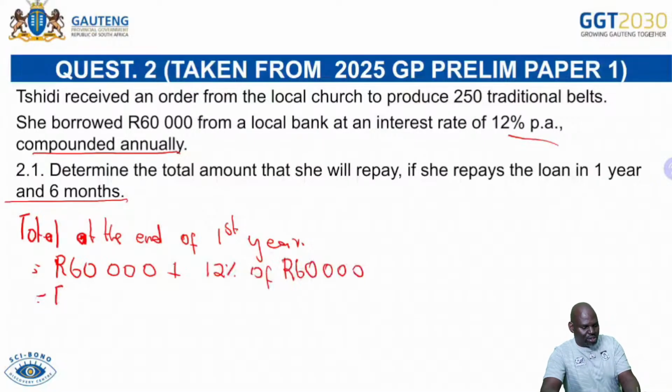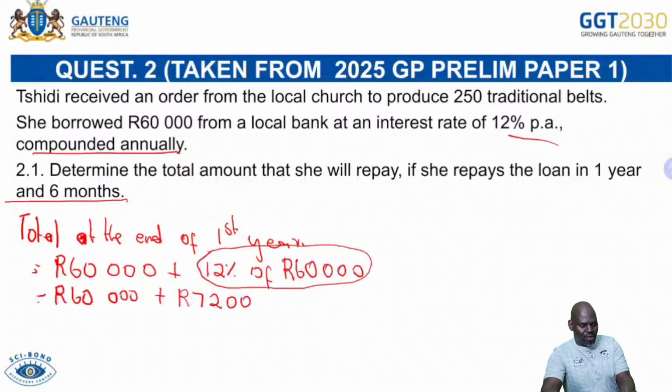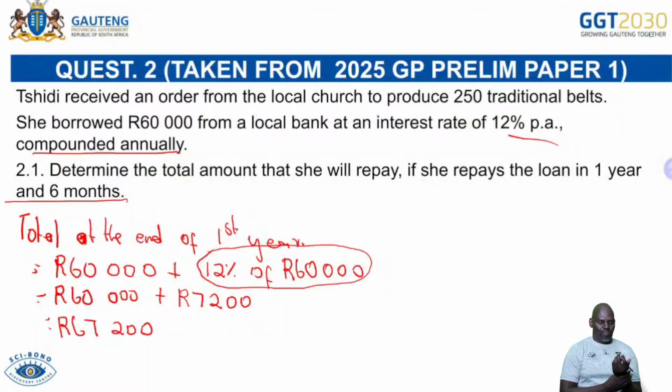7,200. So this one will be 60,000 plus, when I calculate 12% of this, I get 7,200. Okay, and then in the end, it's 67,200. Okay, so that is at the end of the first year.